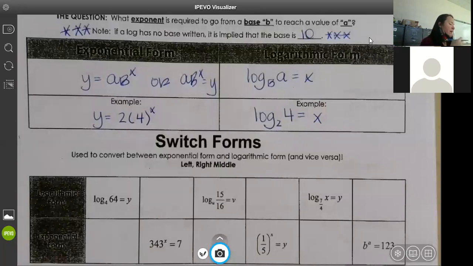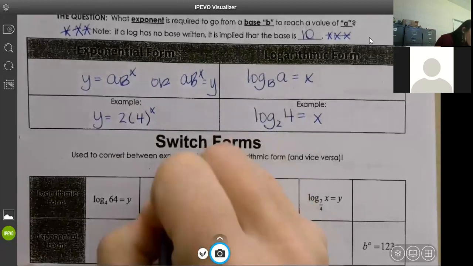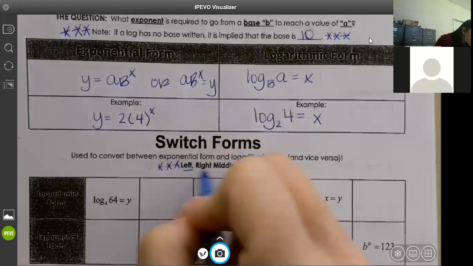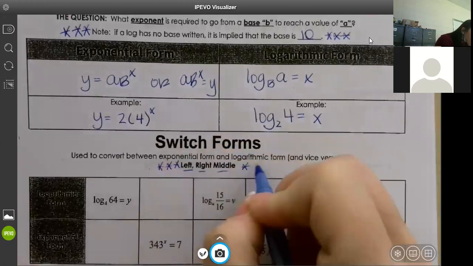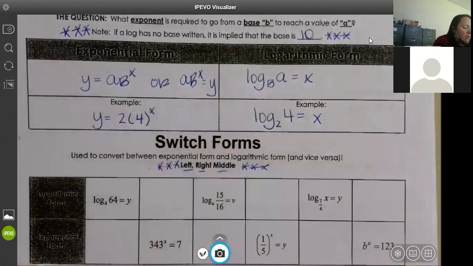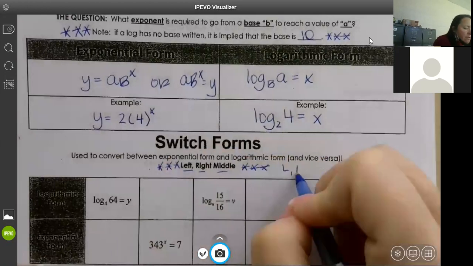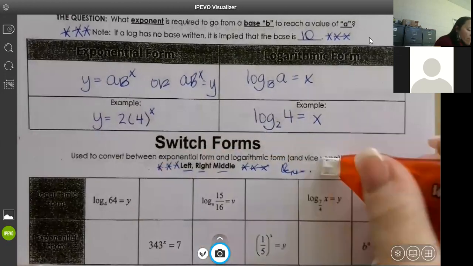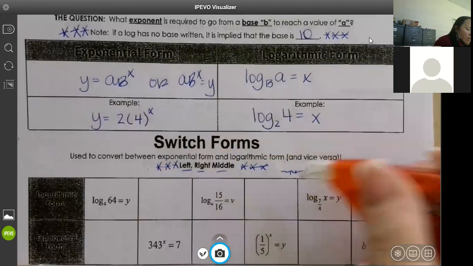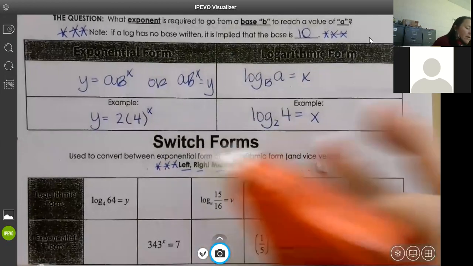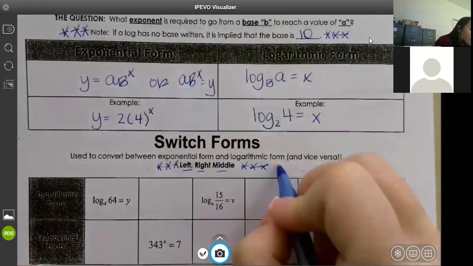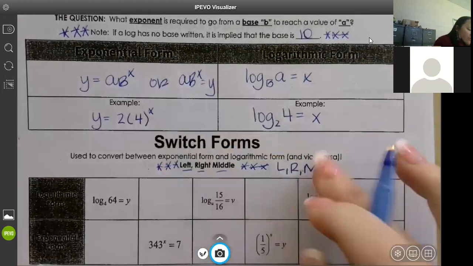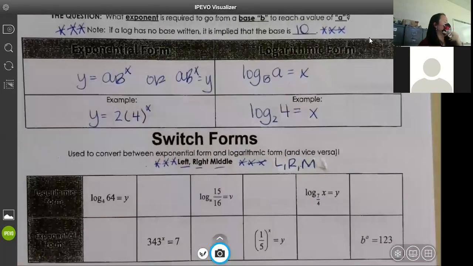So we're going to learn how to switch forms, and your 3 magic words are right here: left, right, middle. And I'll explain that in just a minute, but I always put it like this. Oh, let me get it in the right order. Ignore that I put that. Take that off there. All right, left, right, middle. That little phrase right there, left, right, middle, will help you through the whole chapter, okay?